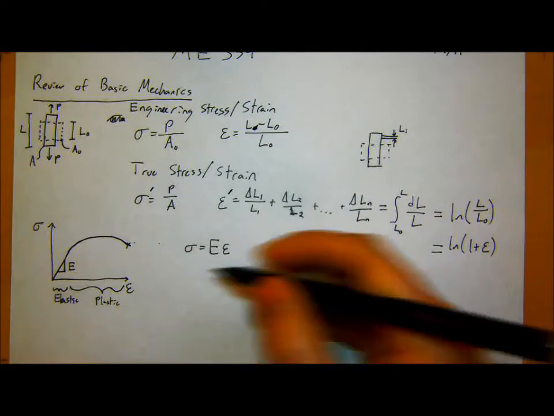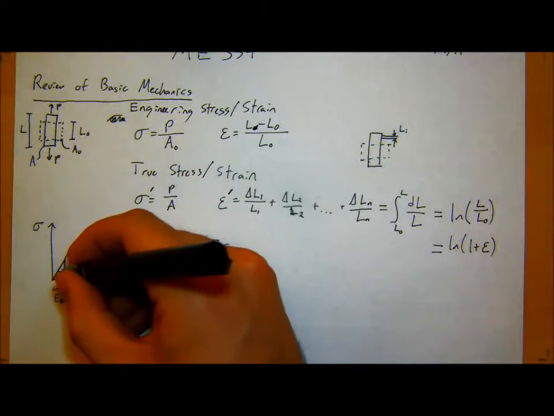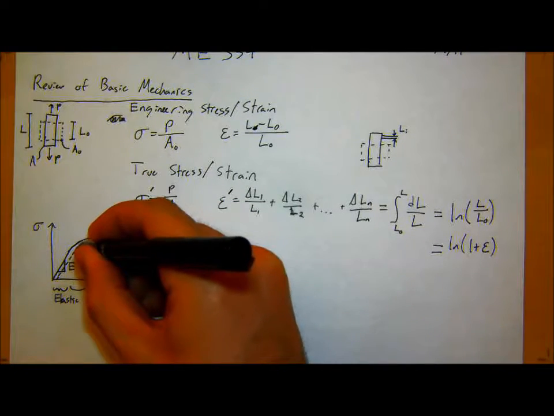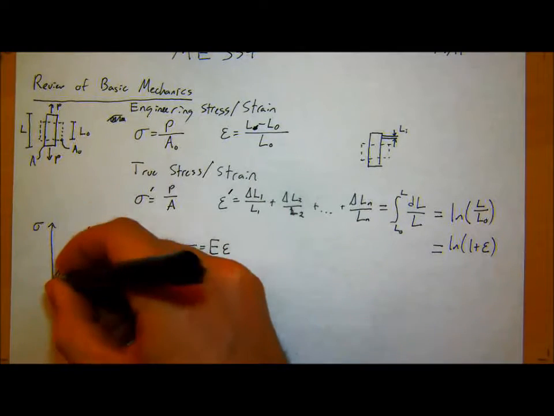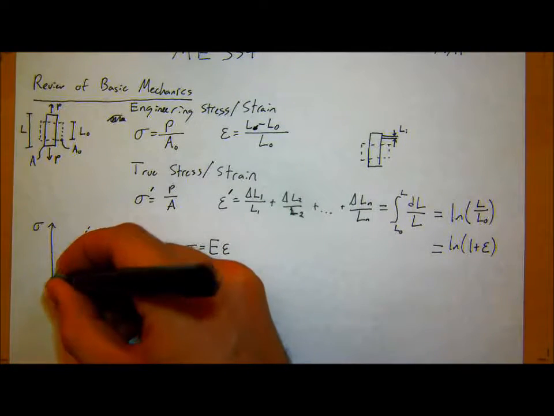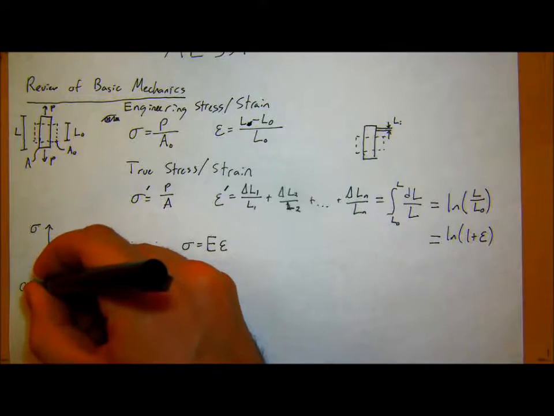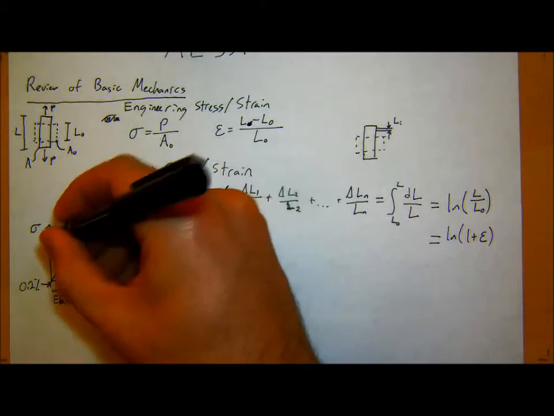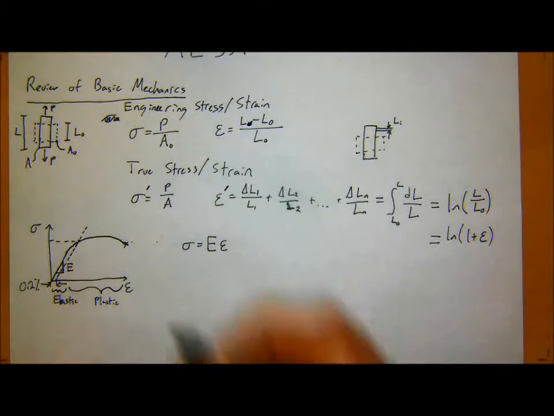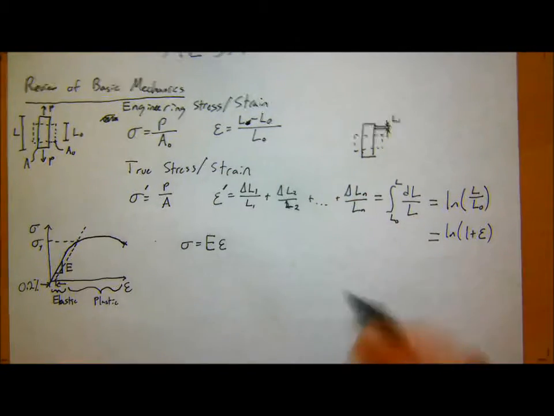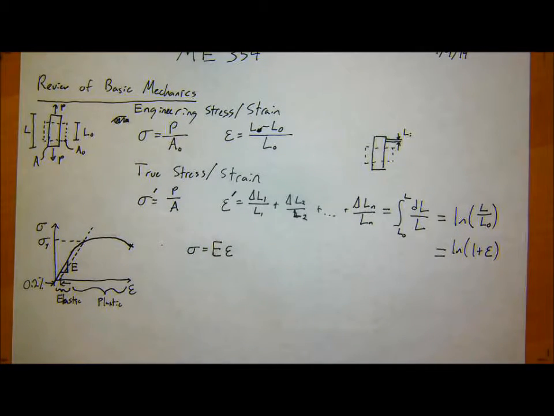In this region, we can define, I should have drawn that E on the other side, we can take a 0.2% strain offset with that Young's modulus slope, and call this the yield strength. This is sort of arbitrary.